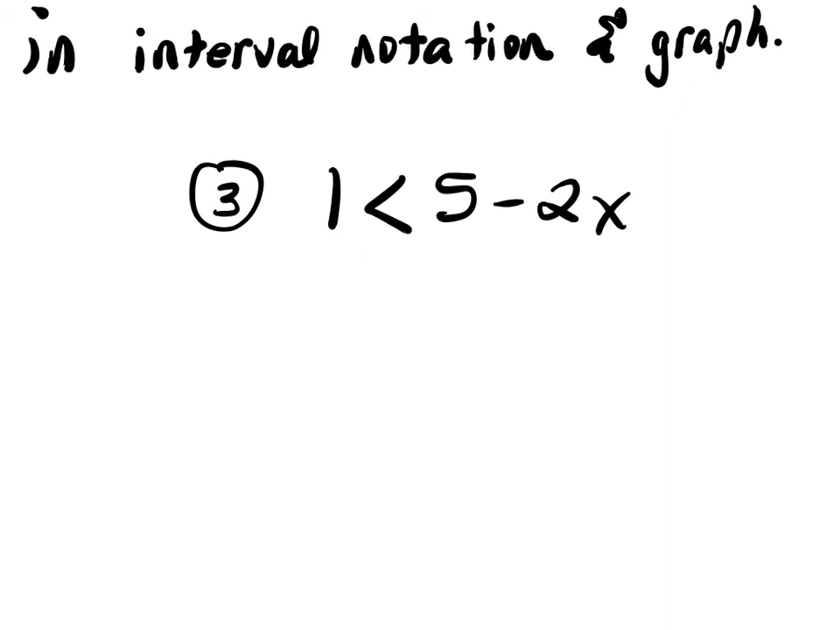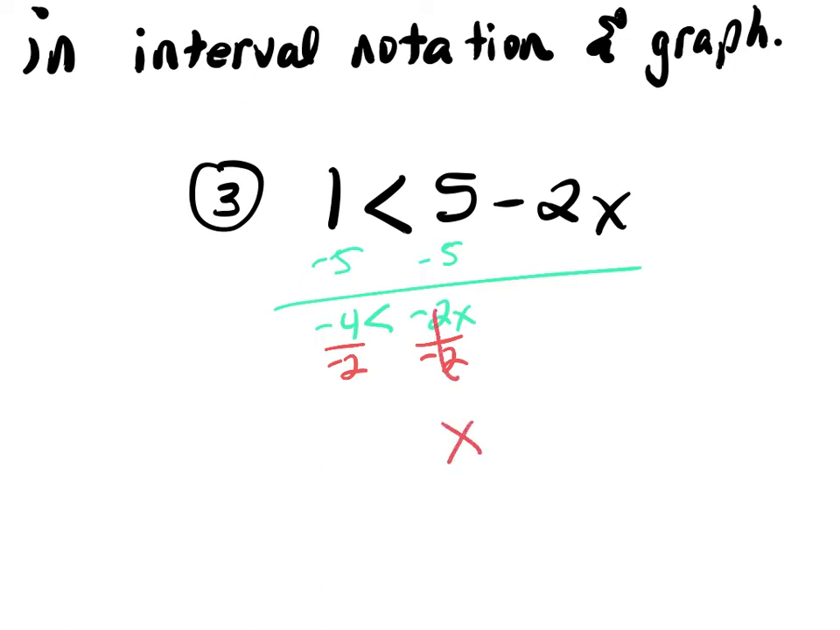All right, same thing. Let's subtract 5 from both sides. So I have negative 4 is less than negative 2x. Now what? Divide by negative 2. If I divide by negative 2, what happens to my inequality sign? We flip it. Good. Negative 4 divided by negative 2 is 2.